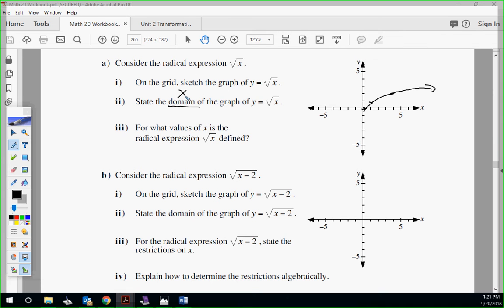Well, look at this graph. Can x be 0? Can x be -5? Can x be +5? Yes. So it appears your domain is x greater than or equal to 0. It's all numbers bigger than or equal to 0. That's what your x can be.